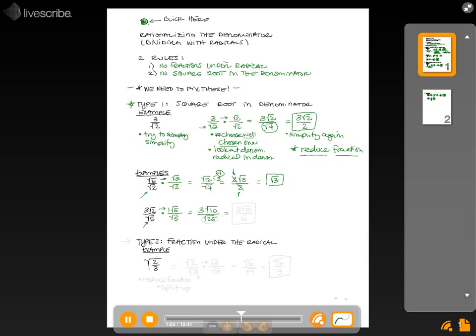Now we're going to see if we can reduce. On top, 10's not going to break down. We broke that down in our last video. That's one that you might remember from last time. It's pretty common. It's 5 and 2. Neither one of those is a perfect square, so it stays 3 square roots of 10.